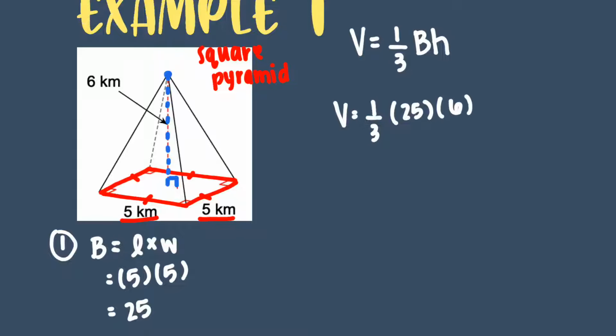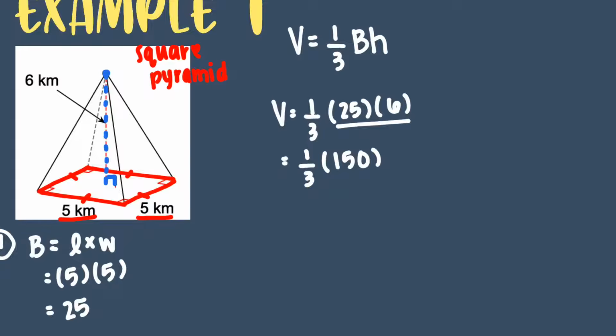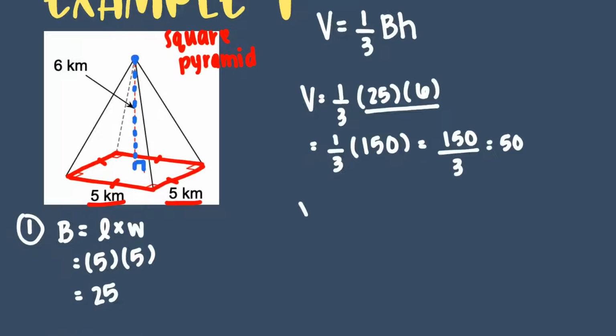It's that blue dashed line we talked about already. I'm going to do this in 2 steps. I'm going to leave that 1/3 alone first. And I'm going to multiply 25 and 6 together. And when I do that, I end up with 150. Now you have 2 steps here. If you have a calculator, you can plug in 1/3 times 150. But this is the same thing as 150 divided by 3. So when I do 150 divided by 3, I end up with 50. So I know my volume of this square pyramid is 50 kilometers. And remember, since we're dealing with volume, it is cubed.